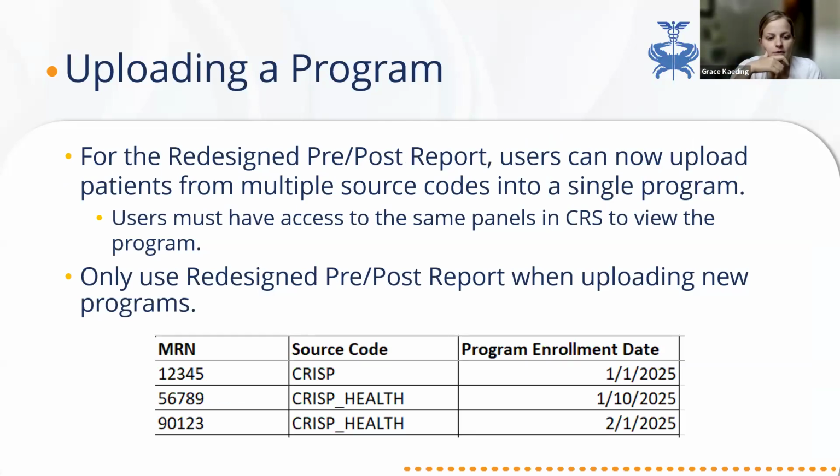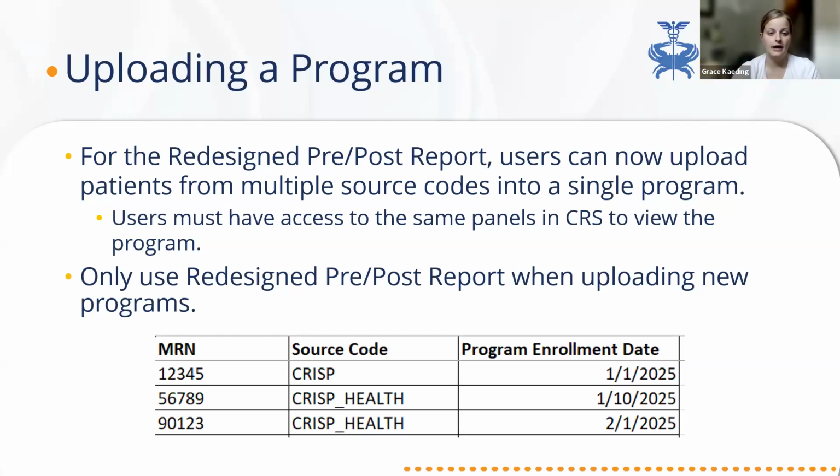For uploading a program, one of the enhancements for the pre-post redesign is users can now upload multiple source codes into a program. Before, with the old pre-post, you only could use one source code in a program. Now you can use more than one in a program. And so at the bottom here, I just wanted to include an example of what this template looks like, one, filled out, and two, if you want to use more than one source code.